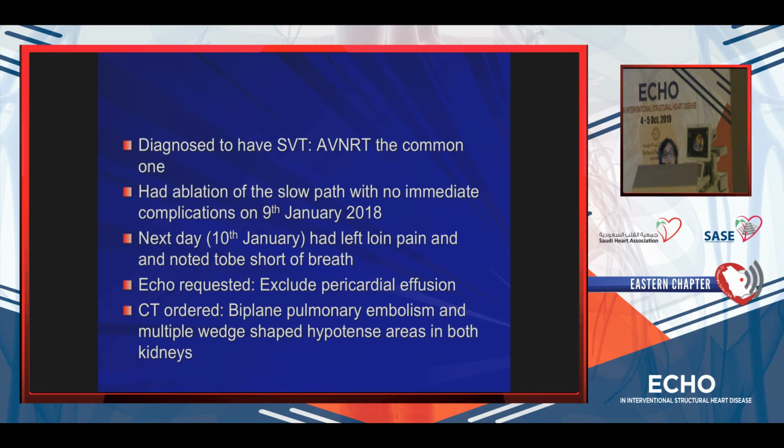So as I said, she was diagnosed, she had the ablation, and next day, on the 10th of January, she had left loin pain and noted to be short of breath. Echo was requested immediately to exclude a pericardial effusion. And CT was ordered, and lo and behold, the CT showed bilateral pulmonary embolism and multiple wedge-shaped hypodense areas in both kidneys. So obviously this lady had a problem both on the right side and systemically.